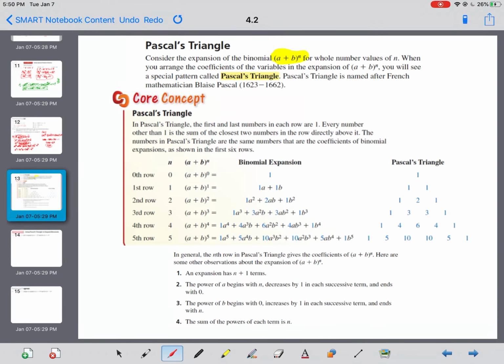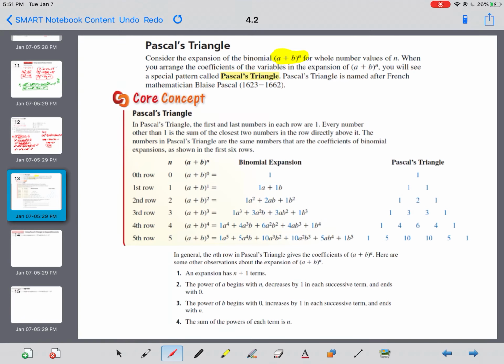Okay? So if you follow the triangle, and the way you create the triangle, the first and last numbers in each row are 1. Every number other than 1 is the sum of the closest two numbers in the row directly above it. The numbers in Pascal's triangle are the same numbers that are the coefficients of the binomial expansions. And the exponent part follows that descending and then ascending rule. So if we look at the Pascal's pattern, it has to start and end with 1. So the first level, anything to the 0 is a 1. And then the next level, it starts in 1 and ends in 1.